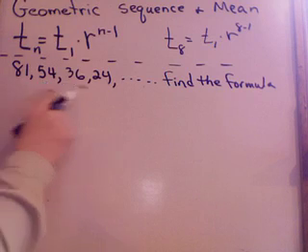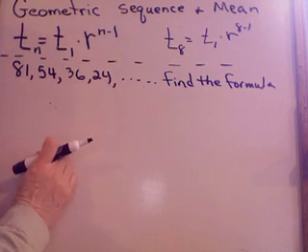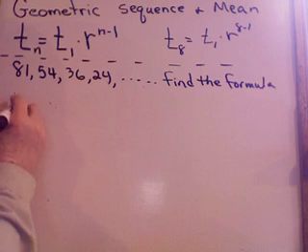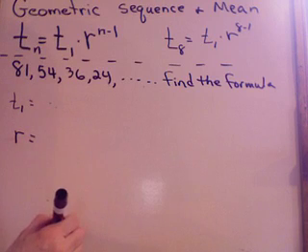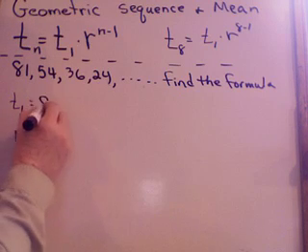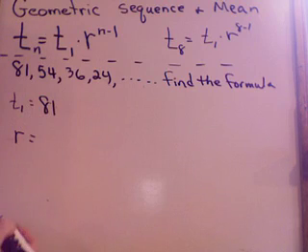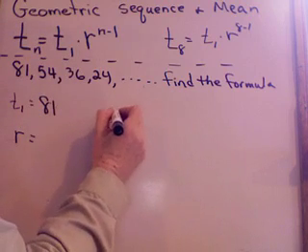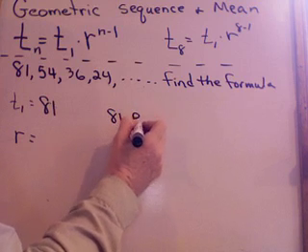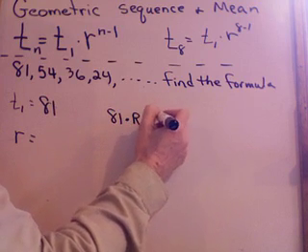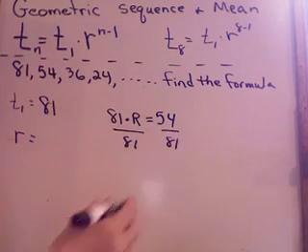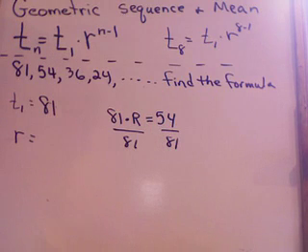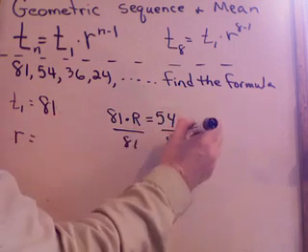When you have a sequence given to you and you need to write the formula, you need to find two things. You need to find T1 and you need to find R. The T1 is obvious. It's the first term, so we have the 81. The R, a little tricky. Take the first term, multiply it times some r that we don't know, and set it equal to the second term. And then solve. So r is 54 over 81, which you can reduce to 2/3.